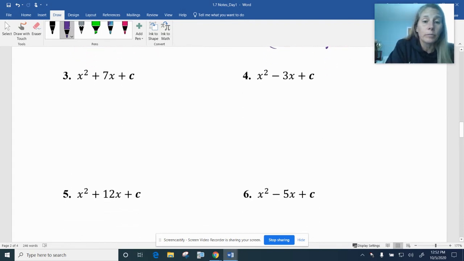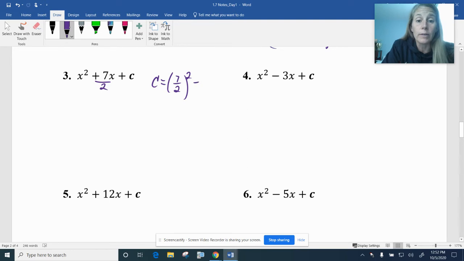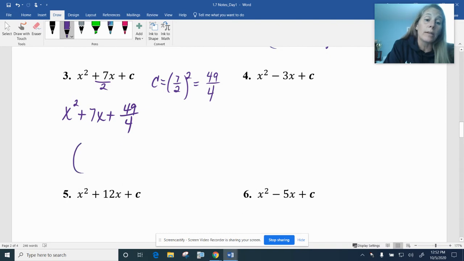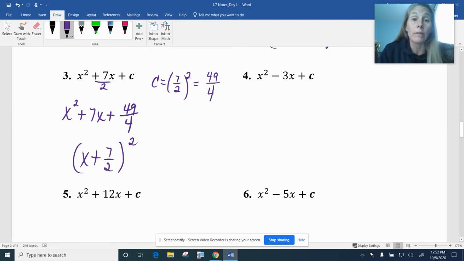Okay, number 3. Now this time you might notice that when you go to divide your 7, it's going to be a decimal. So rather than do a decimal, we're going to leave it as a fraction. When you square a fraction, both the numerator and the denominator get squared. So my trinomial now is x squared plus 7x plus that fraction, 49 over 4. So if I were to write this as the square of a binomial, it would just simply be x plus 7 over 2, and you can leave it in that fraction form.